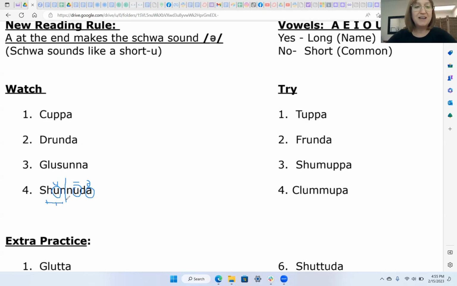Okay, so now I got that part. I'm going to do the next part. Oo, d, nuda, nuda. Now I can bring those two syllables together. Shun, 3 syllables. Shanuda. Shanuda. Go ahead, try your number 4.